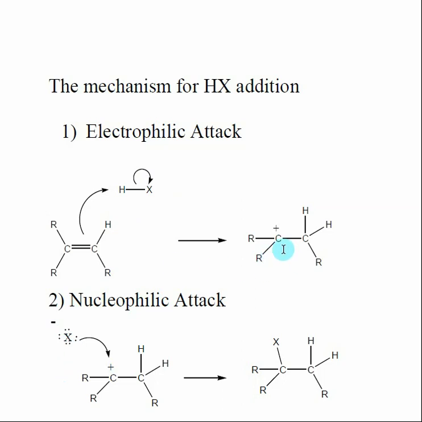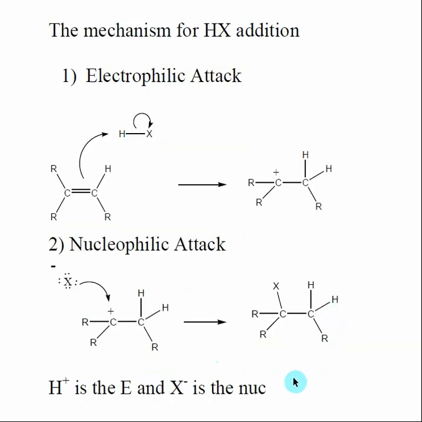We also form a carbocation. The halogen is going to attack that carbocation now. And when lone pair electrons attack an atom, we form a bond. So we form this carbon-halogen bond here. So this is the overall mechanism. It's only 2 steps, but this is the mechanism of the addition of HX to our double bond.